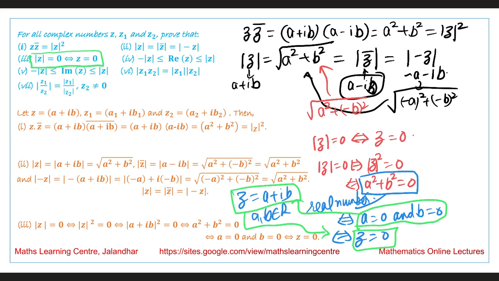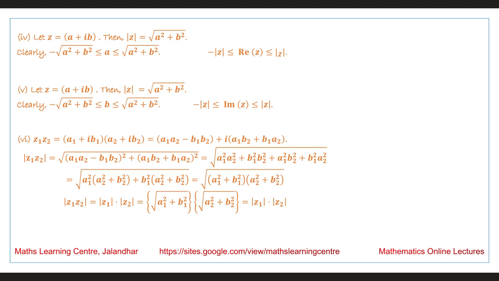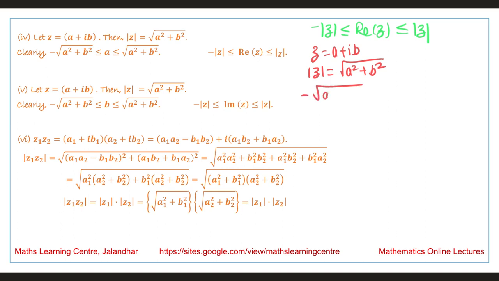Next thing we have to prove is that minus mod of z is less than or equal to the real part of z, which is less than or equal to mod z. So if we are considering z is equal to a plus iota b, then mod z is equal to the square root of a square plus b square, and we have minus square root of a square plus b square is always less than or equal to a, which is always less than or equal to square root of a square plus b square.